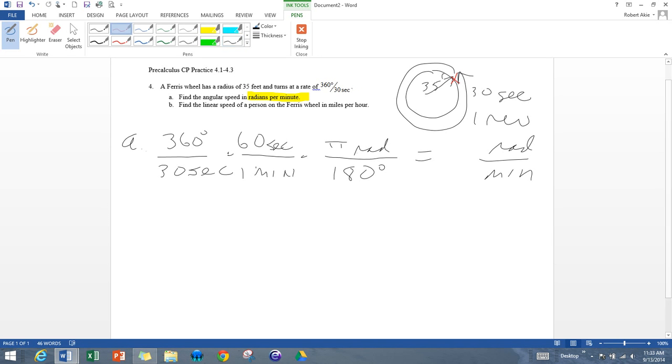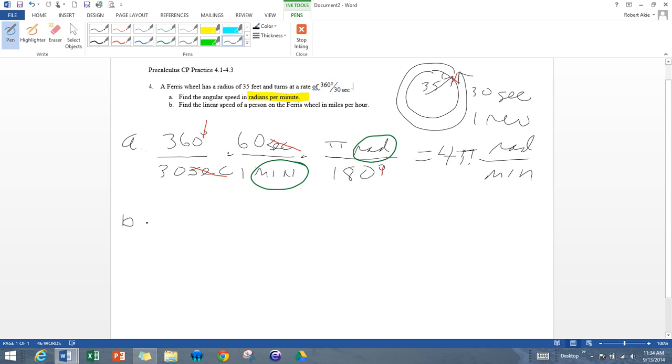And let's just verify we have the correct unit conversions by canceling out the common unit. So seconds cancels seconds, degrees cancels degrees, and we are left with radians per minute, which is the units we need on the right hand side. And if you do this arithmetic here, you'll find that this is 4 pi radians per minute. Let's move on to part B.